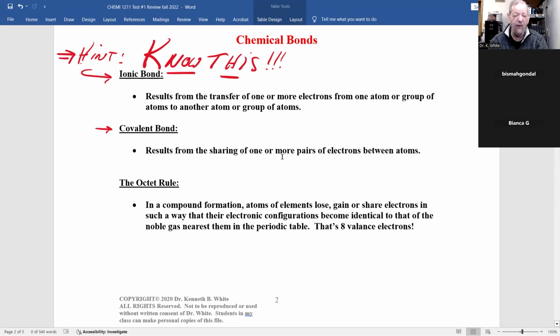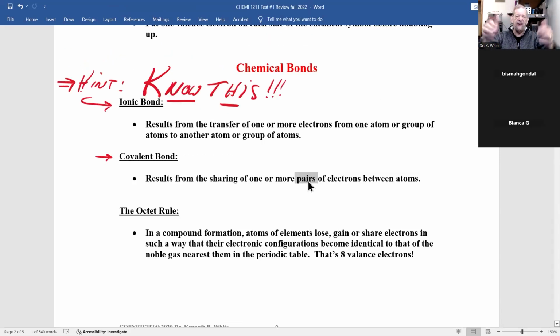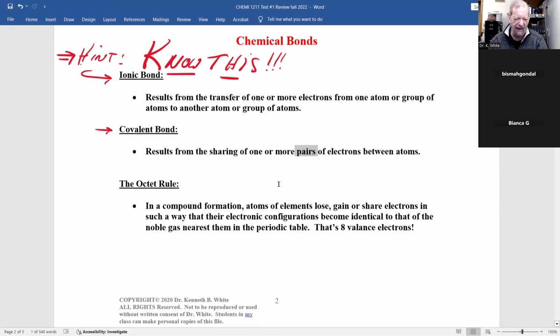a covalent bond results from the sharing of one or more, and this is important, pairs of electrons between atoms. So in an ionic bond, you're transferring one or more electrons from one atom or group of atoms to another. And in a covalent bond, you're sharing one or more pairs of electrons between atoms.